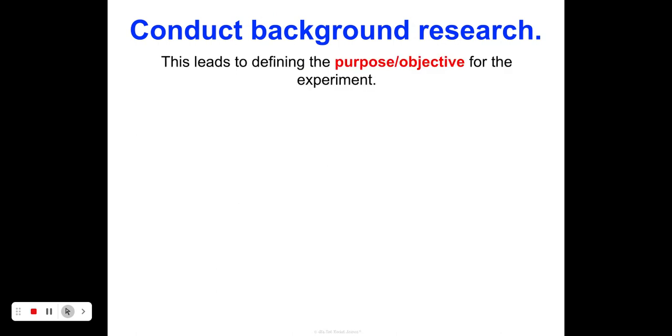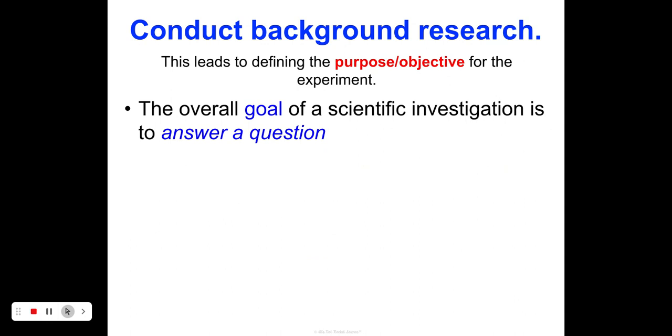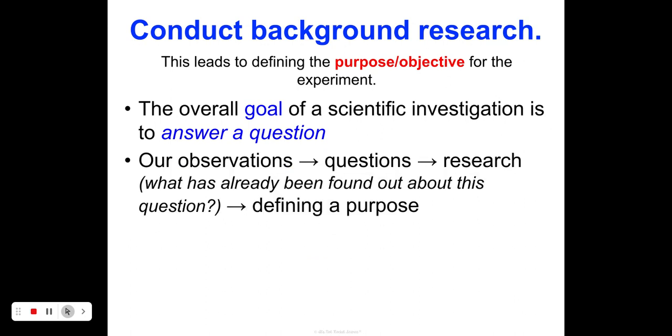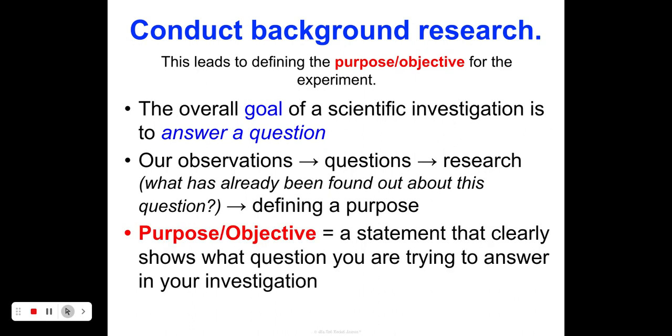When you are doing background research, it helps you find the purpose for your experiment. A lot of times background research will be done for you and I'll give you a handout to read. Sometimes I'll have you research it and see what experiments have already been done or what people already know about it, but that helps us figure out why we're actually doing the experiment. Remember, the goal is to answer a question, and our observations lead to questions, which lead to research. What do we already know? And it helps us figure out the purpose of our exact experiment.